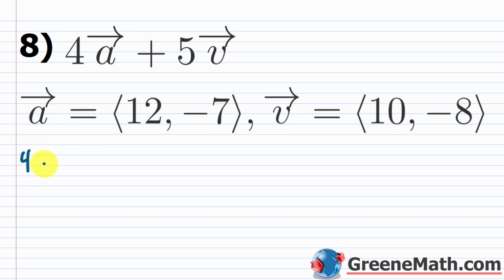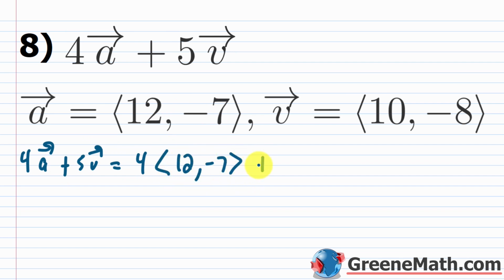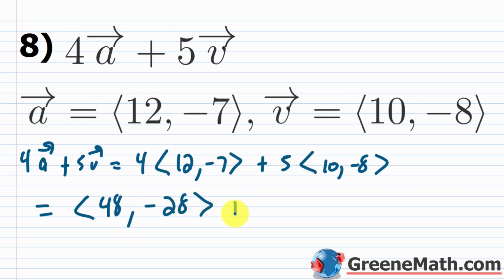So let's write this out. We have 4 times the vector A, then plus 5 times the vector V. This is going to be 4 times this guy right here. So you have 12 and then negative 7 as your components. And then plus, you're going to have 5 times this vector V. So you're going to have 10 and then negative 8 as your components. So let's say 4 is going to get multiplied by each one of these components. So this would be 4 times 12, that's 48. And then 4 times negative 7, that's going to be negative 28. Then plus, you're going to multiply 5 by each component here. 5 times 10 is going to be 50. And then 5 times negative 8 is going to be negative 40.